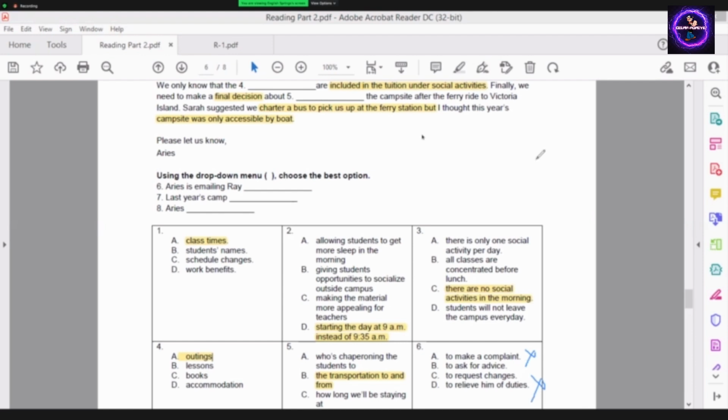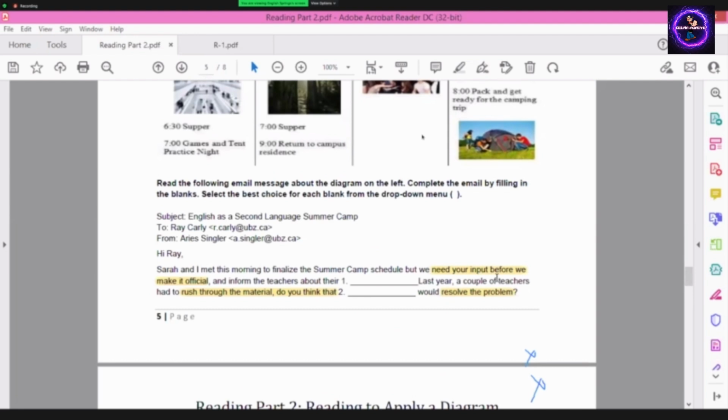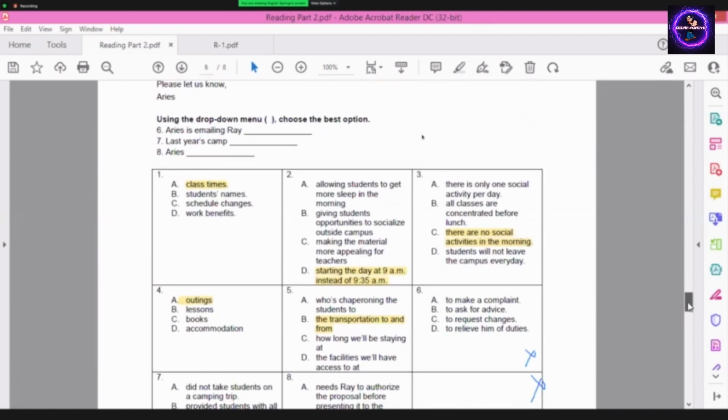When you look at the first line, it sounds like I want to finalize the schedule, and we need your input for the same. Where does it say that? We need your input before we make it official. So if it says we need your input, it's asking for advice. It's not asking him to make changes. He's not the authority saying you have to make changes. I just want your input and ideas on this schedule. So it's asking for advice. That's right.